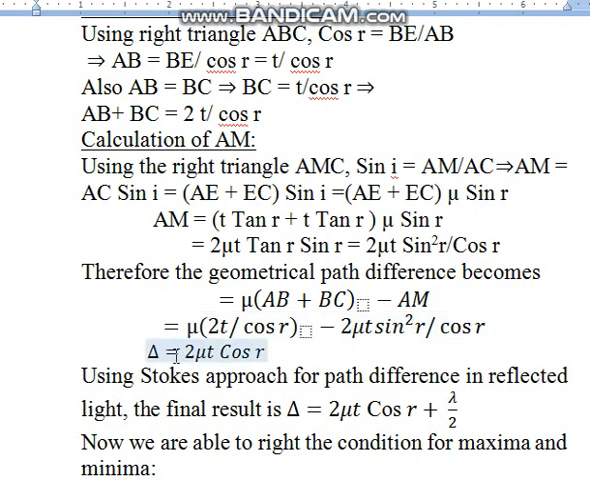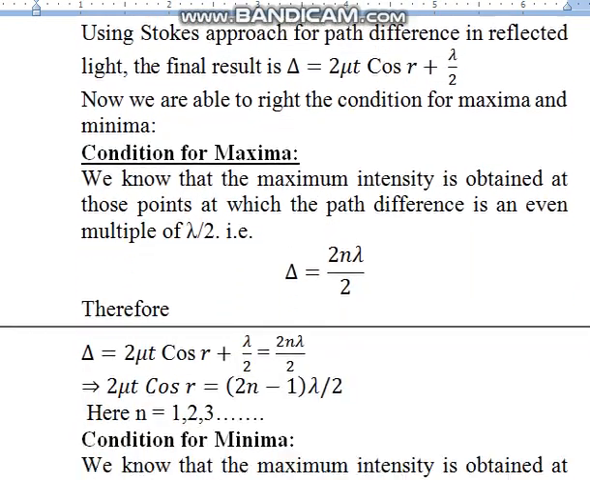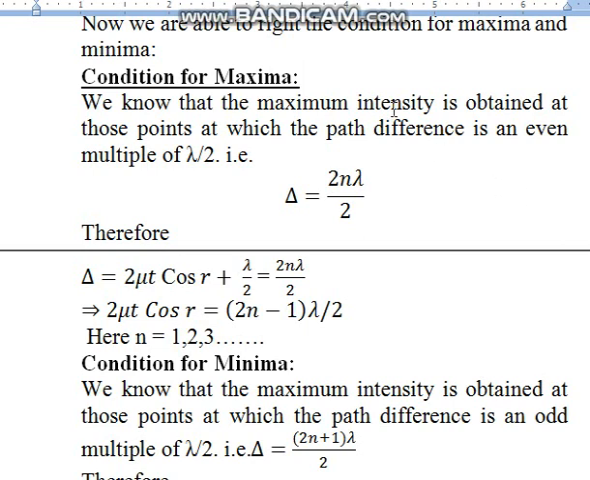But we know that in the case of reflection there is an additional path difference of lambda by 2, since a pi phase change is equivalent to a lambda by 2 path difference. So we add this path difference to our geometrical path difference. Now the final path difference is this. Once we obtain the path difference, we are able to write the conditions for maxima and minima. The maximum intensity is obtained when the path difference is an even multiple of lambda by 2, so we put the path difference equal to 2n lambda by 2. This is the condition for the maximum intensity in the reflected light.